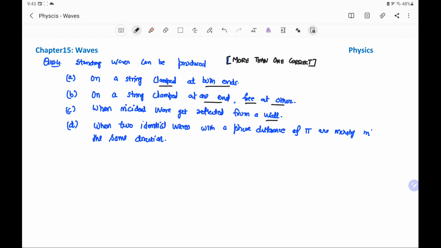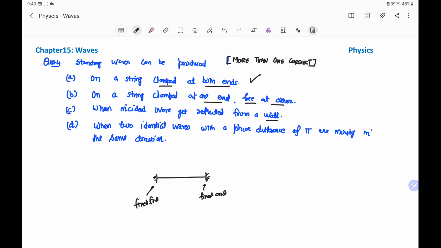Let's see the first option. Standing waves can be produced on a string clamped at both ends. If a string is clamped at both ends, then both ends act as a fixed end. And when the incident wave strikes the fixed end, it gets reflected with a phase reversal of pi, and the incident and reflected waves superimpose, resulting in a standing wave. Therefore, option A is the correct option.